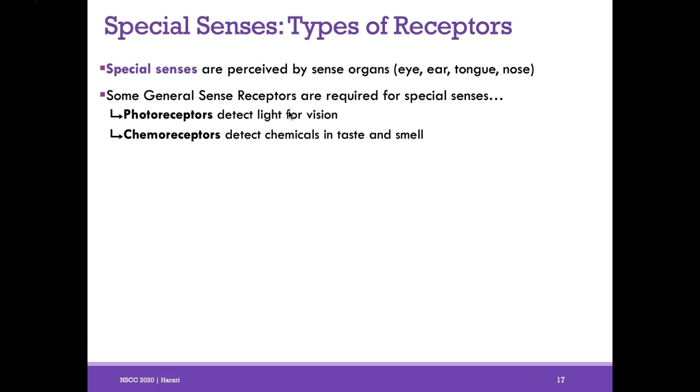Chemoreceptors in the nose and tongue are responsible for smell and taste. Chemoreceptors detect chemicals in the nose for smell or chemicals on the tongue for taste. And again, since our tongue and nose have many different types of cells, not just sensory receptors, we call those sense organs. Therefore, taste and smell are considered special senses.